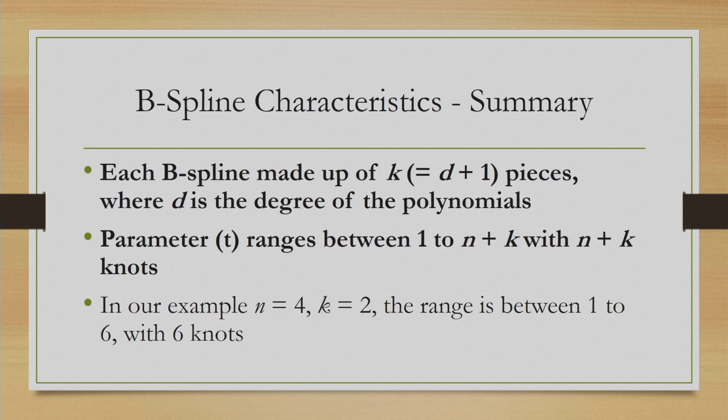So, then to summarize, each B spline is made up of k pieces, where k equals d plus 1. D is the degree of the polynomial. Now, parameter t ranges between 1 to n plus k, having n plus k knots. In our example, n is 4, where n is the number of control points, and k is 2 since d is 1. So, the range is between 1 to 6 with 6 knots.